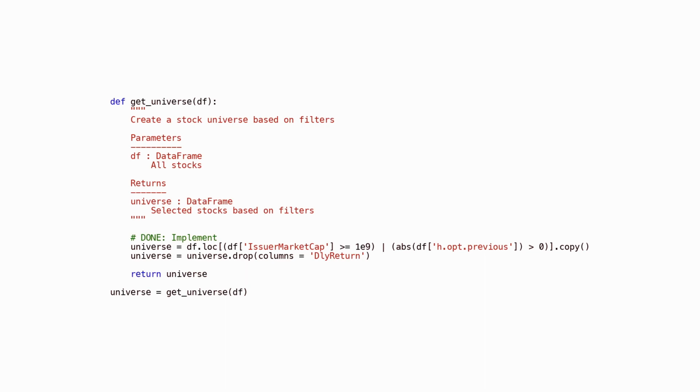The next line drops the DLI return column from the universe data frame. Finally, the function returns the universe data frame, which is then stored in a variable with the same name by calling the getUniverse function with the input data frame df. Overall, this code creates a stock universe by selecting stocks from the original data frame that meet the specified filter conditions.